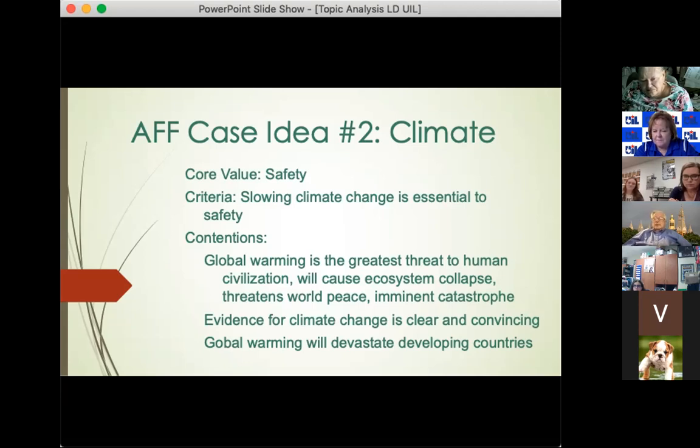And I'm using the word criteria plural. I should be using criterion singular. Not just what is the value, but how will we know if it's been achieved? And then the contention should be focusing on that criterion. So in case 2, which I have in front of you, if the value is safety and the criterion is slowing climate change, okay, well, how will doing what you propose, limiting resource extraction, accomplish that?